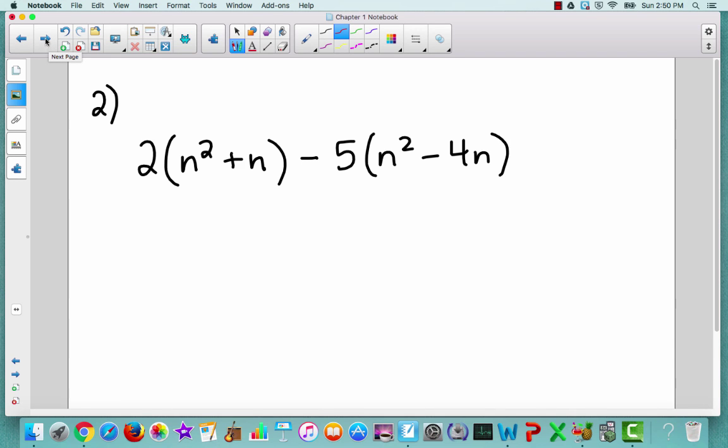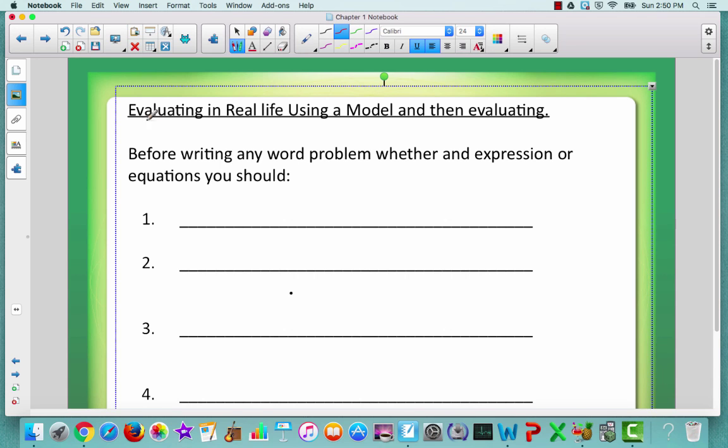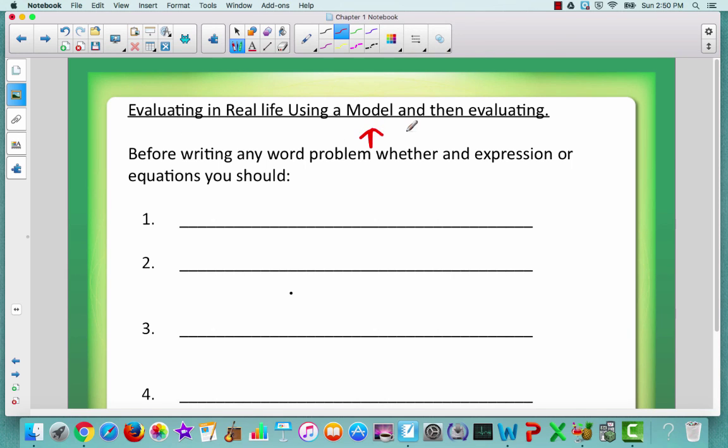All right. Last thing I want to talk about, and we're going to really go into detail tomorrow, so don't worry if you don't remember this. We're going to talk about evaluating in real life using a model, meaning using a word problem and writing an expression for ourselves. So a couple things that I like to talk about before we write any word problem is asking yourself what type of question do you think you're dealing with, okay? Is it linear?